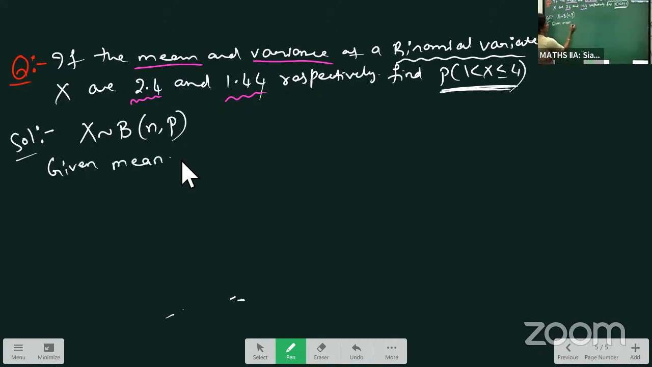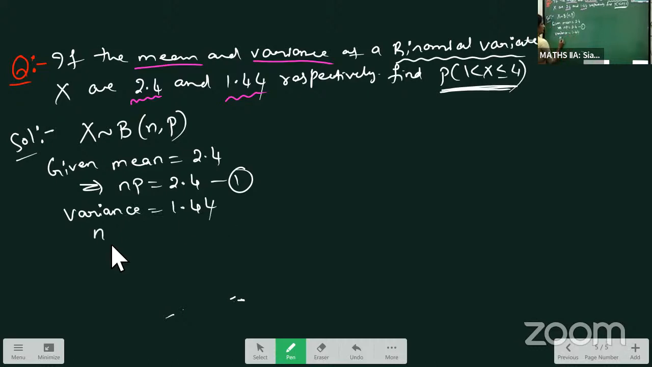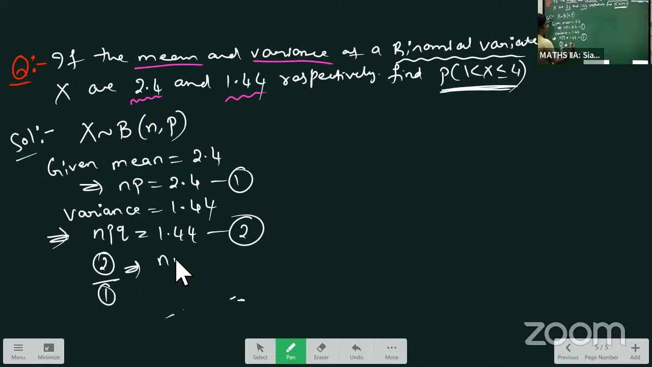So write: given mean is equal to 2.4. The mean formula is np, so np is equal to 2.4. Take it as equation 1. Variance is given as 1.44. The variance formula npq is equal to 1.44. Take it as equation 2. For finding either p or q, always divide equation 2 by equation 1. First take equation 2, npq is equal to 1.44, and divide both sides by equation 1, np is equal to 2.4.